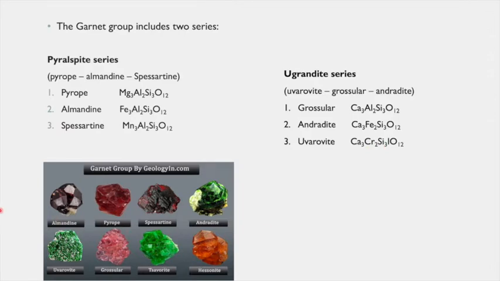Here are the beautiful pictures of this garnet group. A few varieties of garnet minerals are here. So this is almandine, pyrope, spessartine, andradite, uvarovite, grossular, and another rare one is tsavorite and hessonite.